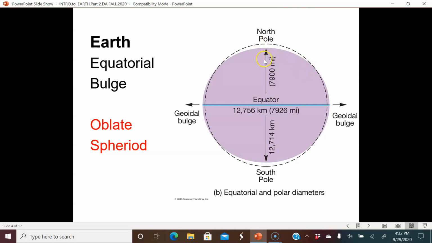Now, because it is an oblate spheroid, if you're standing on the South Pole or the North Pole, you'd be 13 miles closer to the center of the Earth than if you were at the equator. There's that much of a bulge. Oblate spheroid. That's the technical name of the shape of the Earth.